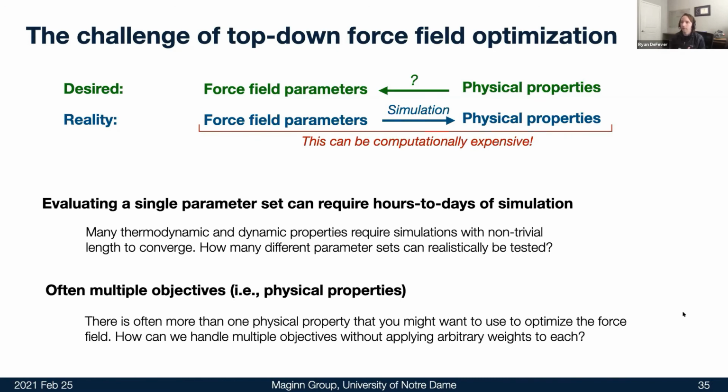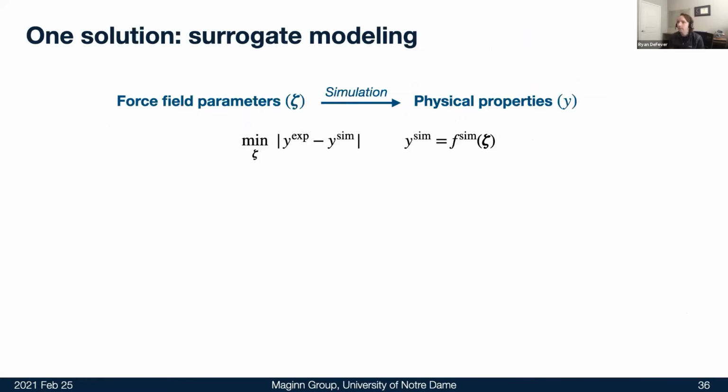So the two challenges really that we see with regards to top-down force field parameterization is that evaluating a single parameter set can require hours to days of simulation. It's not easy. And oftentimes there's also multiple objectives or physical properties that you would like to target simultaneously. And we don't really want to apply arbitrary weights to different properties. So we'd like to be able to handle multiple objectives within a multi-objective optimization framework. So one solution to this is something called surrogate modeling.